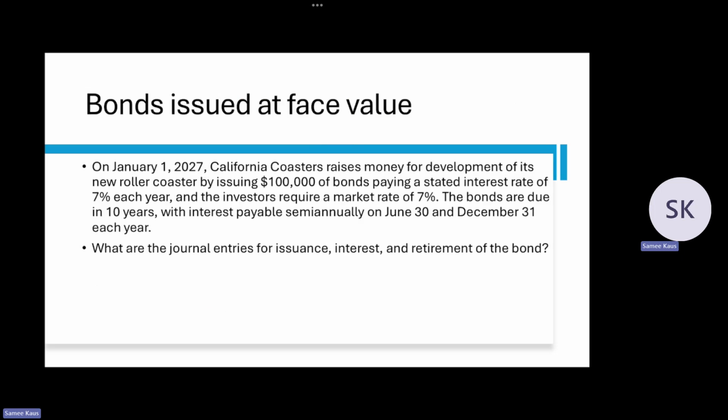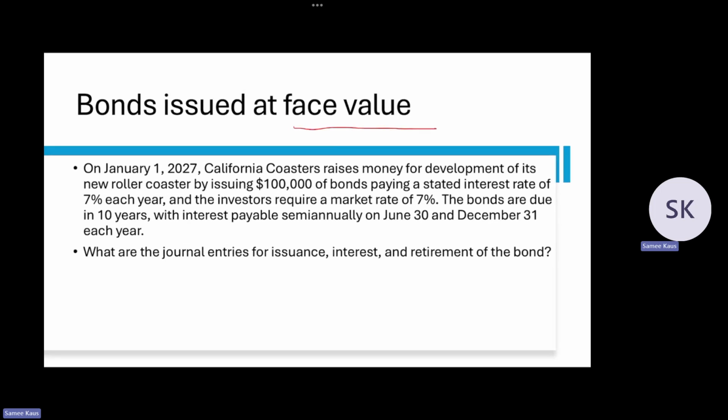So you have three options for bonds. They can be issued at face value, at a discount, or at a premium. We're going to walk through all three of these. The first one is a bond issued at face value. What exactly does that mean? It's issued at its face value, and what's really important here is that the stated rate of interest is equal to the market rate of interest.